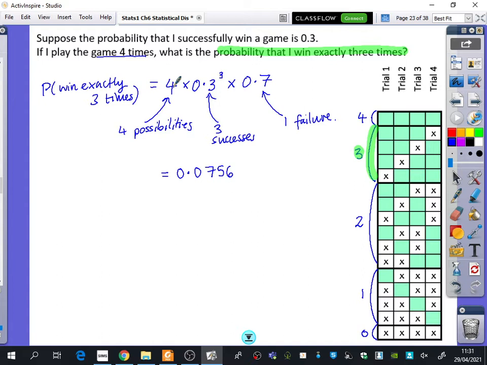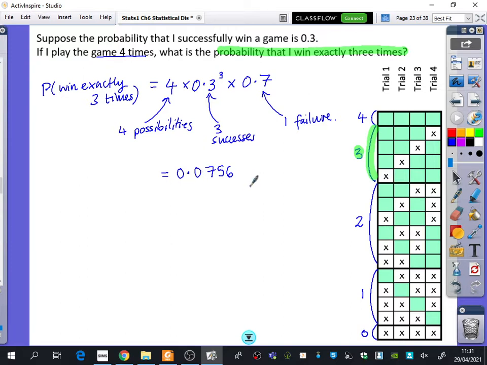So we've got a roughly 7 or 8% chance of playing a game 4 times and winning 3 of them. That kind of feels right though, doesn't it? Because it's quite unlikely that you win the game. It's only a 30% chance that you win. And winning 3 out of 4 should feel like quite a rare thing to occur.